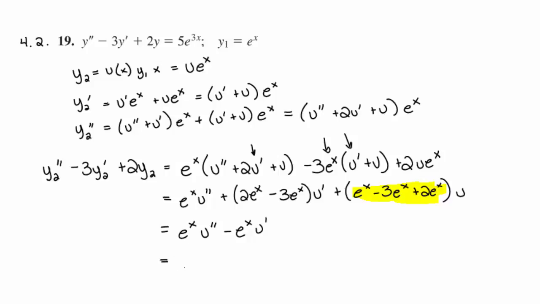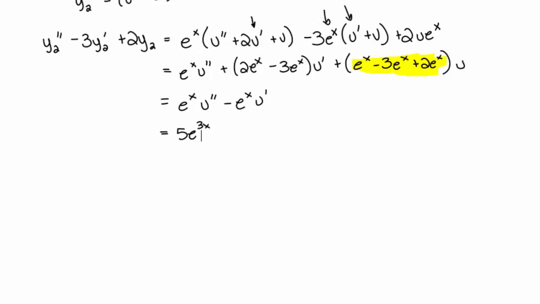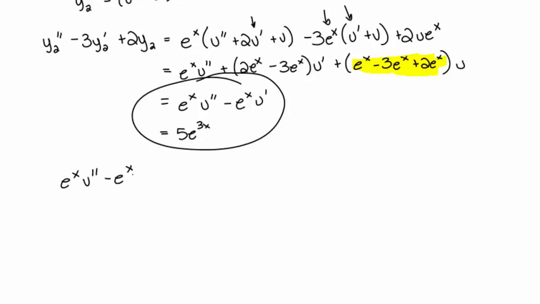And we want that to equal 5e to the 3x. I haven't done anything incredible here. I've just plugged things in. So let's go ahead and divide, setting these two equal to each other, which they are, but I'm just going to showcase it. e to the x u double prime minus e to the x u prime is equal to 5 e to the 3x. I'm going to divide everything by e to the x. So u double prime minus u prime is equal to 5 e to the 2x.